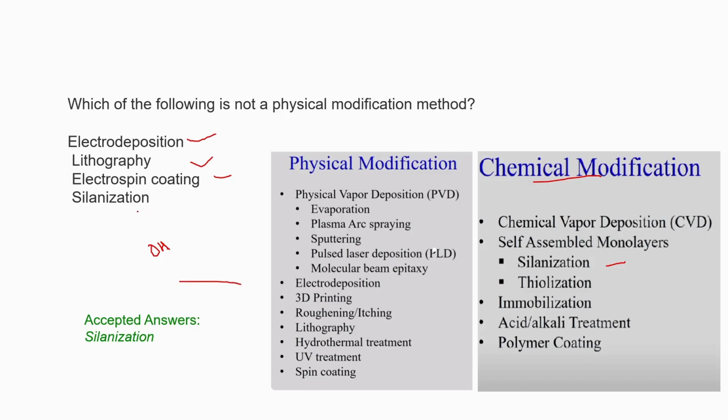So in the case of silanization, the material is dipped in silane solution, and then these silane molecules are assembled on the surface of the material of interest. The process is called silanization. So basically this is a chemical modification technique and not a physical modification method. So option D would be the correct answer, silanization.